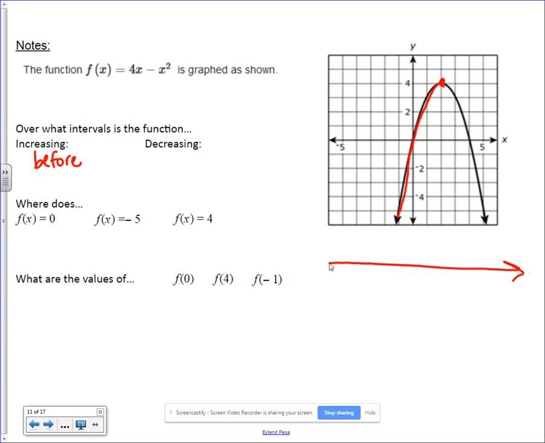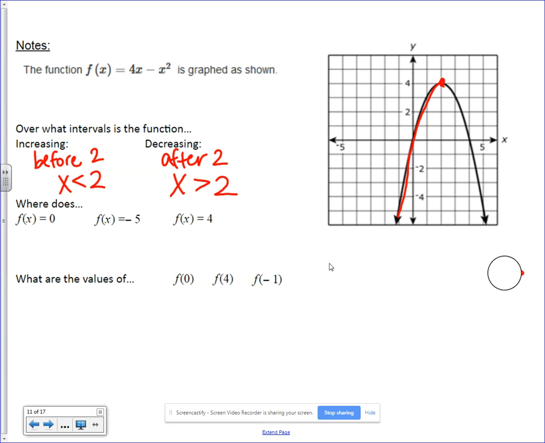So it is increasing before 2. And then what happens after 2? It decreases after 2. Now, let's write this in a little bit more of a mathy way. If I am before 2, is that numbers that are less than 2 or greater than 2? So that would be x is less than 2. And if I'm after 2, that would be x is greater than 2. Does anybody have any issues with that terminology? Everybody's all right? No, we don't want the y values. We only want the x values.